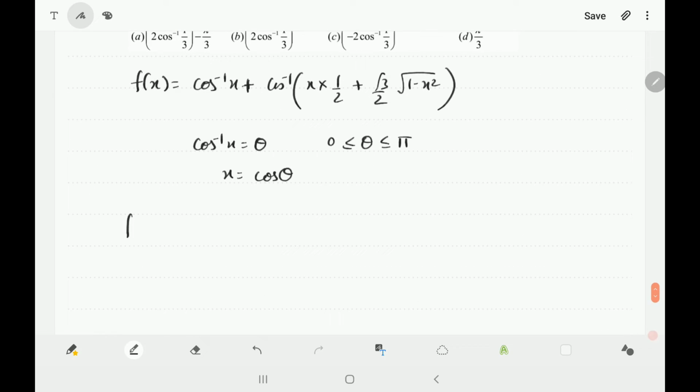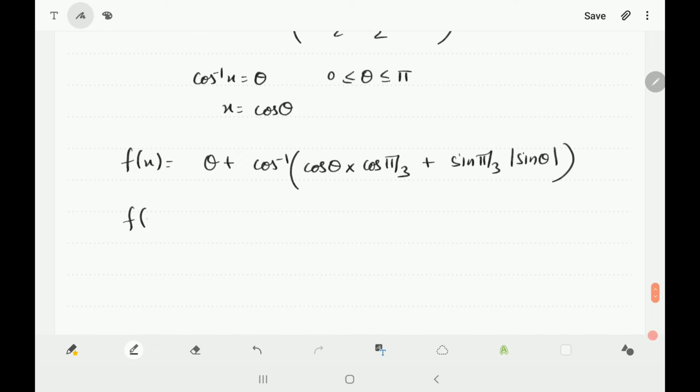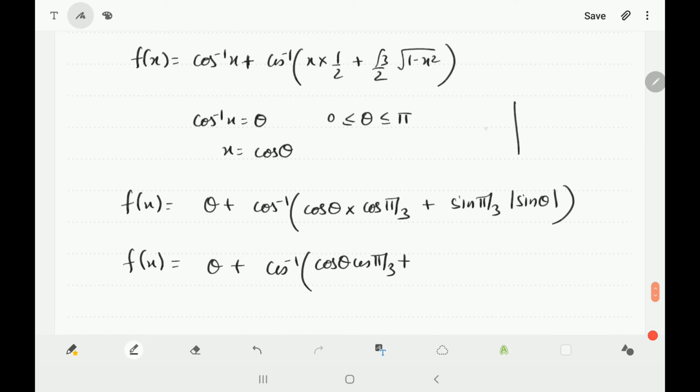Okay. So we will have f of x as theta plus cos inverse of cos theta into cos pi by 3. Can I write half as cos pi by 3? Cos 60 plus sin pi by 3, because sin 60 is root 3 by 2, into under root of 1 minus cos square theta, which will be mod sin theta. Okay. Now f of x can be written as theta plus cos inverse of cos theta cos pi by 3 plus, because theta is from 0 to pi and we know that sin theta is positive in 0 to pi. Okay.